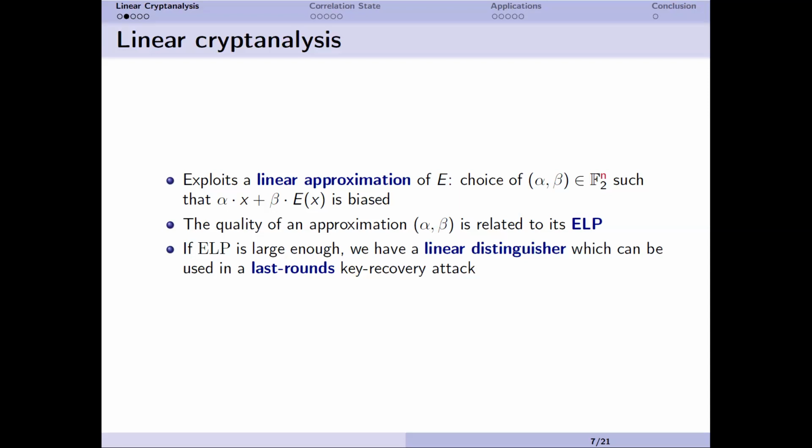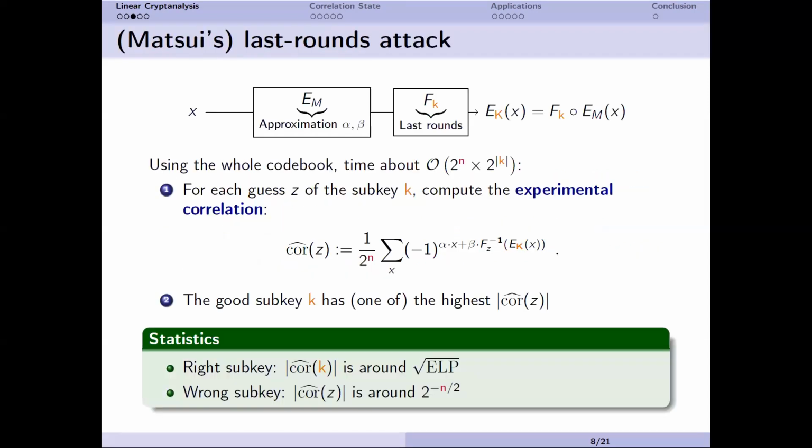So now I'm going to explain how the key recovery attack works, with a very simple example. This is actually from Matsui's work in the 90s. Imagine that you have part of a cipher here that is approximated with this approximation alpha beta, and you append some last rounds to this, and this is your whole cipher, E_K. And the last rounds depend on some guess of some key bits, little k, which you want to find. And imagine also, to simplify, that you have the whole codebook, so you can create the entire codebook for the cipher.